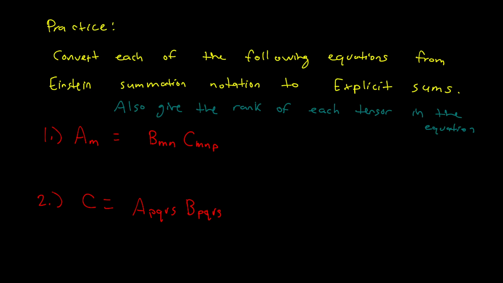Now this may be daunting and hard at first, but I gave you some practice problems that could help you become more comfortable with this new concept of tensors. I want you to convert each of the following equations from Einstein summation notation to explicit sums. And also, I'd like you to give the rank of each tensor in the equation. So for the first one, we have Ap equals Bmn times Cmnp. And the second one, we have C equals Apqrs times Bpqrs. Now, pause this video and I'll show you the solutions.